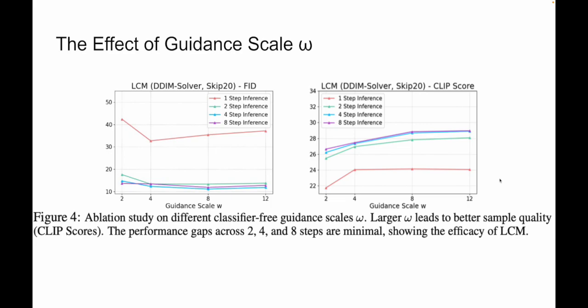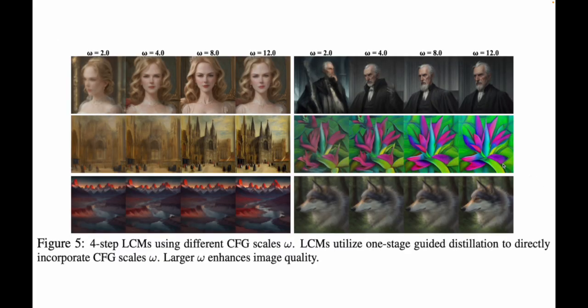Figure 4 presents the result of various omega across different inference steps. We can see from the figure that using a large omega enhances sample quality, which can be seen by the CLIP scores, but results in relatively inferior FID scores. The performance gap across 2, 4, and 8 inference steps is negligible, highlighting LCM's efficacy in the 2 to 8 step regime. They present the visualizations for different omega in figure 5. One can see clearly that a larger omega enhances sample quality, verifying the effectiveness of their one-stage guided distillation method.